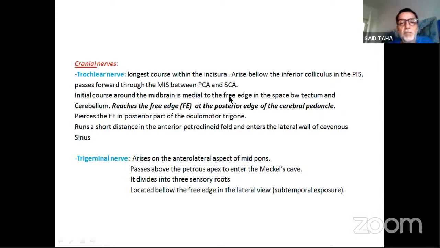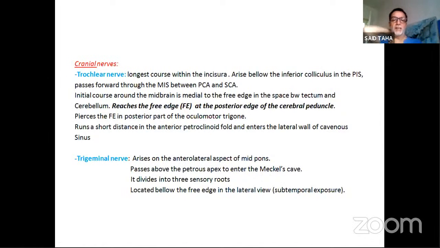It pierces the free edge in the posterior part of the oculomotor triangle, runs a short distance, passes the petroclinoid fold, and enters the lateral wall of the cavernous sinus.